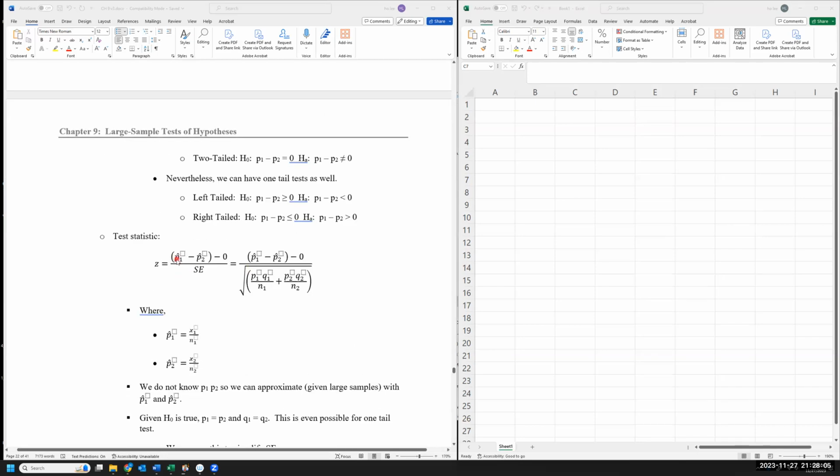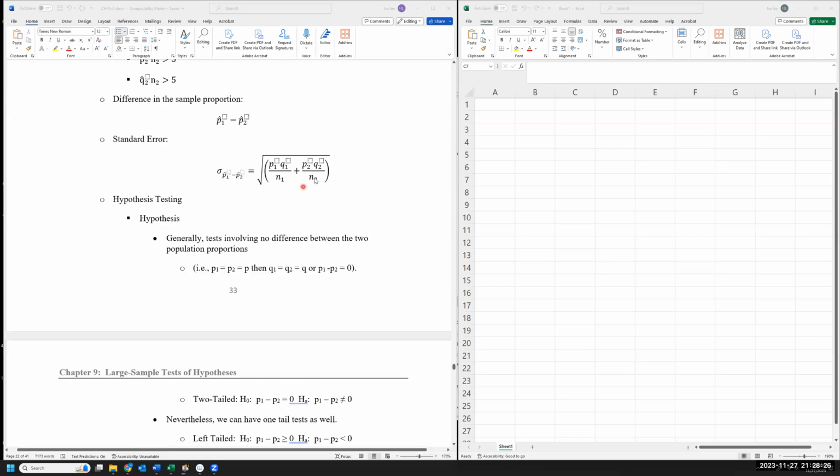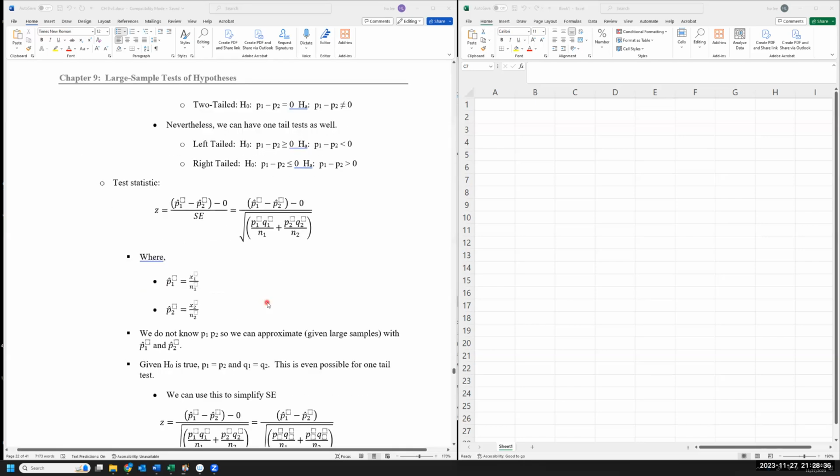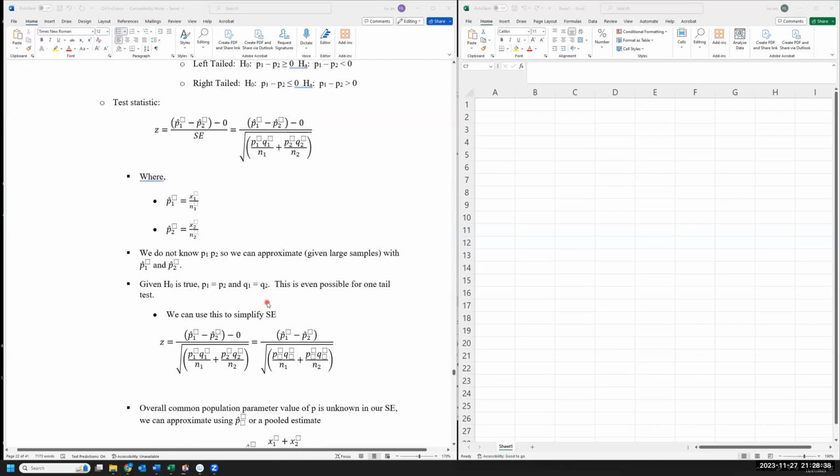The test statistic is the sample estimate of P1 minus the sample estimate of P2 minus 0. Remember, this is usually what we're going to do in an introductory class, just stick with 0. Divided by the standard error, which is right here. So substitute that in for standard error, and this is what the test statistic looks like, okay?